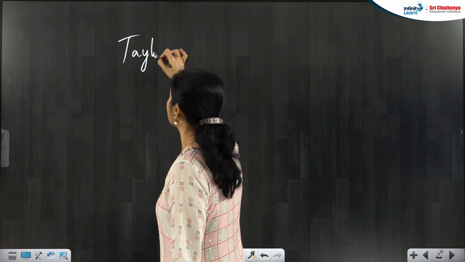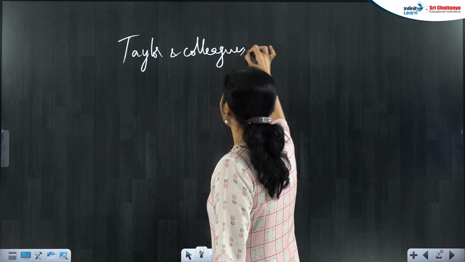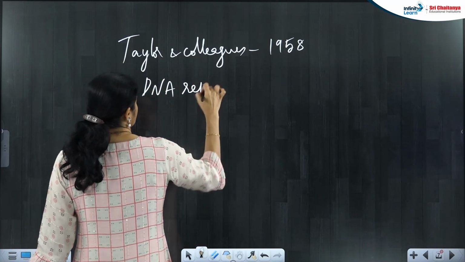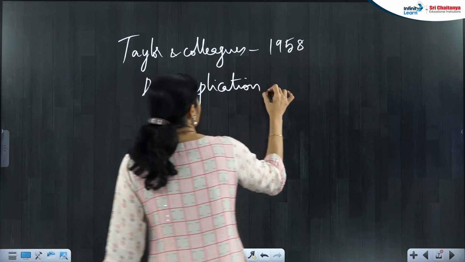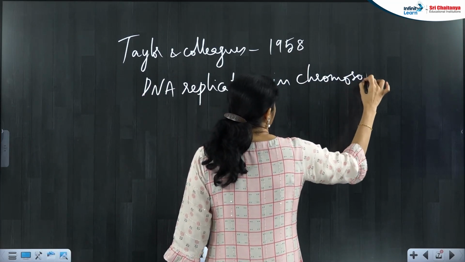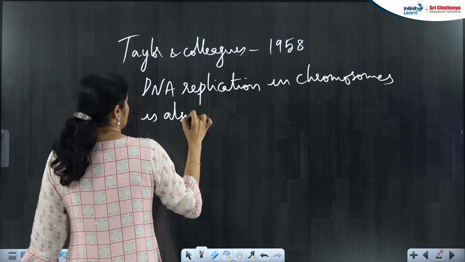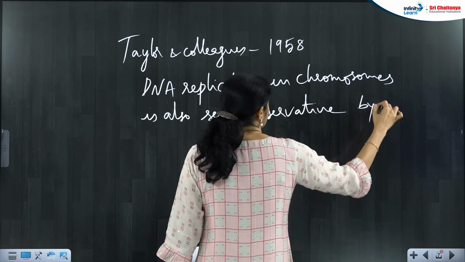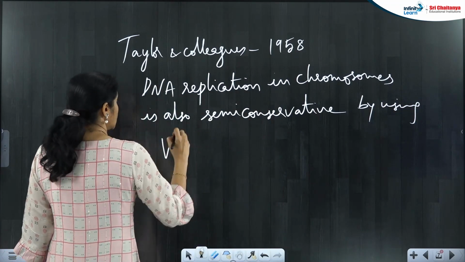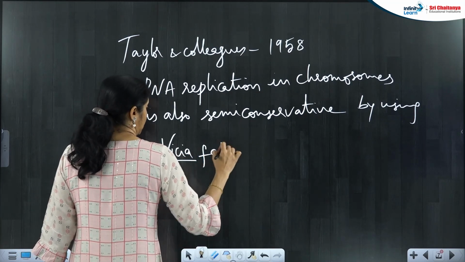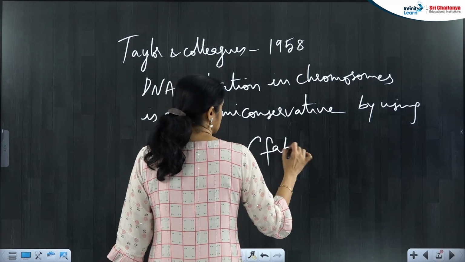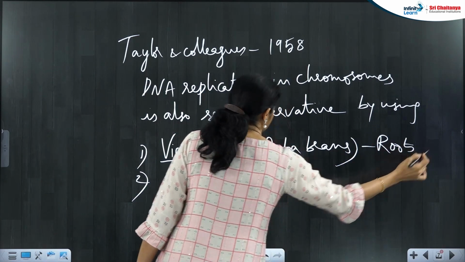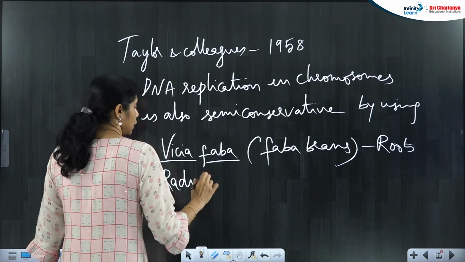Later, Taylor and colleagues, in the same year 1958, also proved that DNA replication in chromosomes is also semi-conservative. They used Vicia faba in their experiments. The common name is faba beans. The roots of this plant were used, and the second material they used was radioactive thymidine.